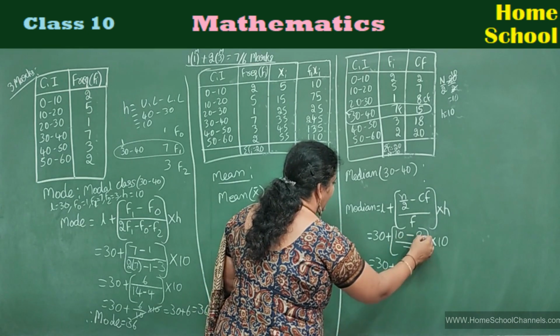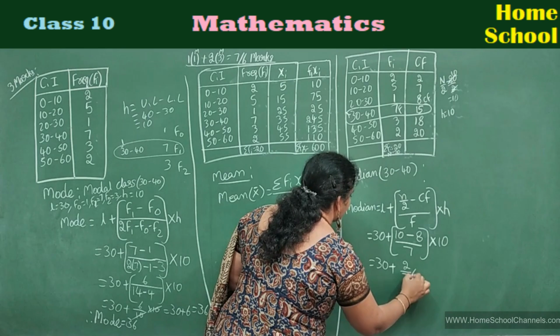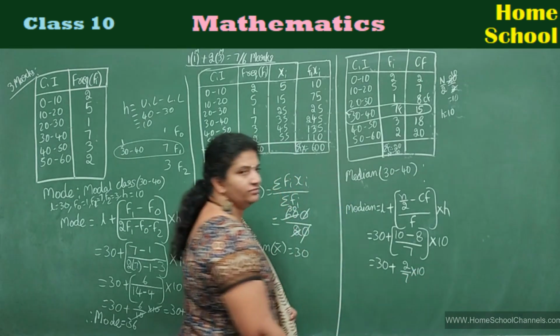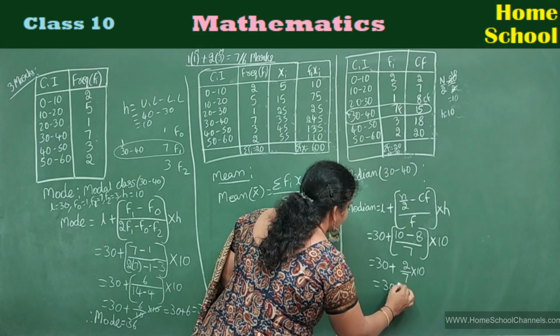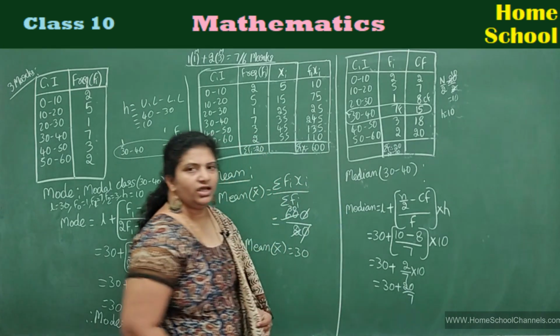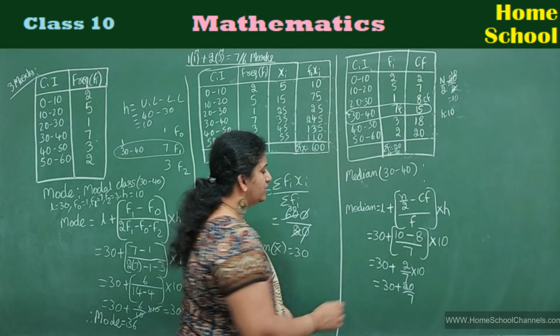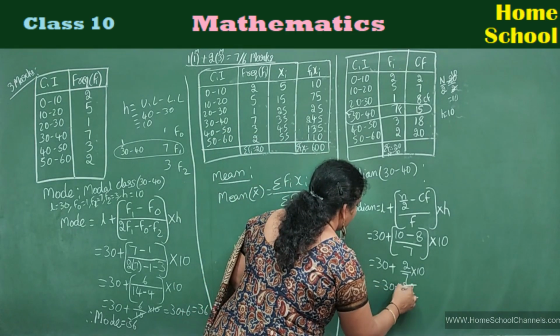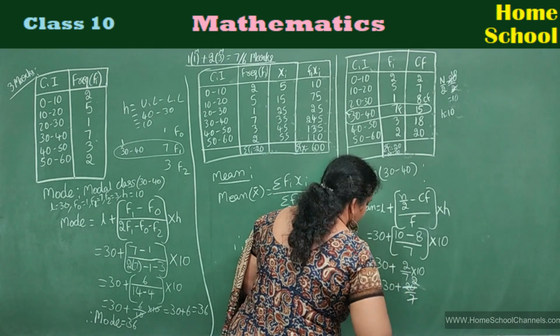30 plus 10 minus 8 will be 2. 2 by 7 into 10. Okay. Then 30 plus 20 by 7. If you want, you can write this in decimal and then add for this. So it will be 7 2s are 14. 14 means 6 left.